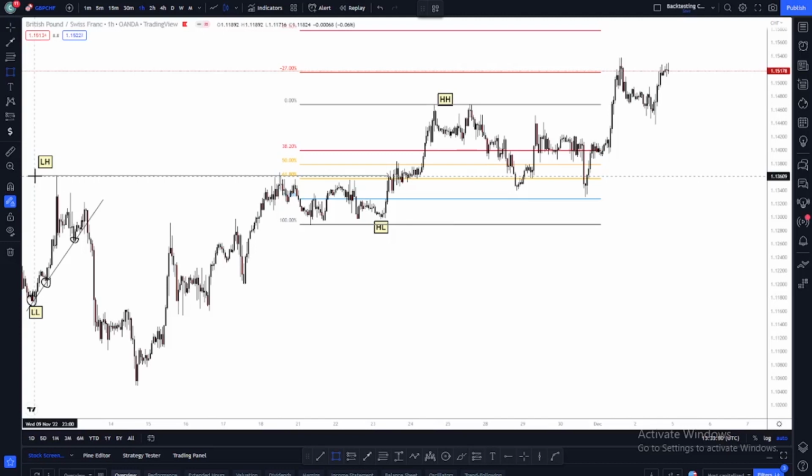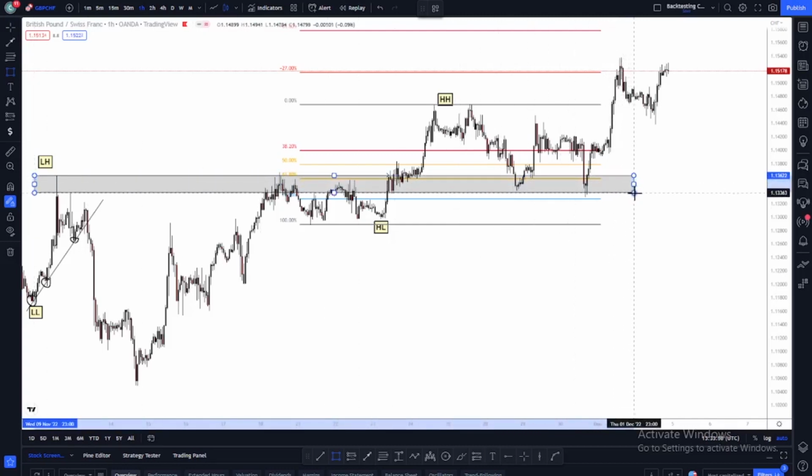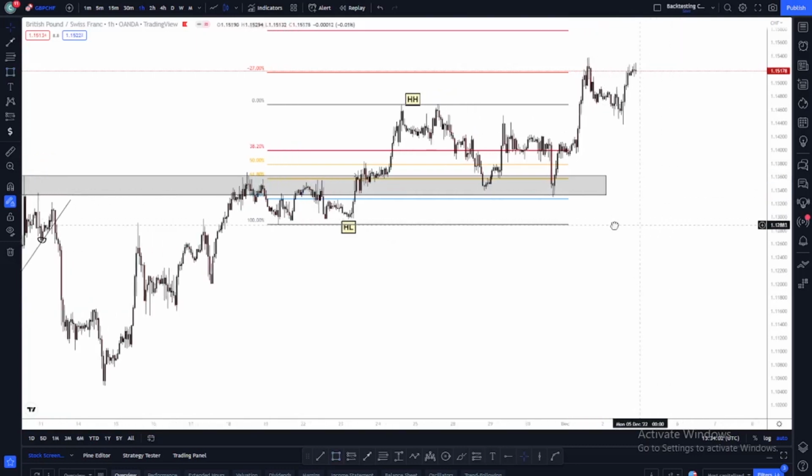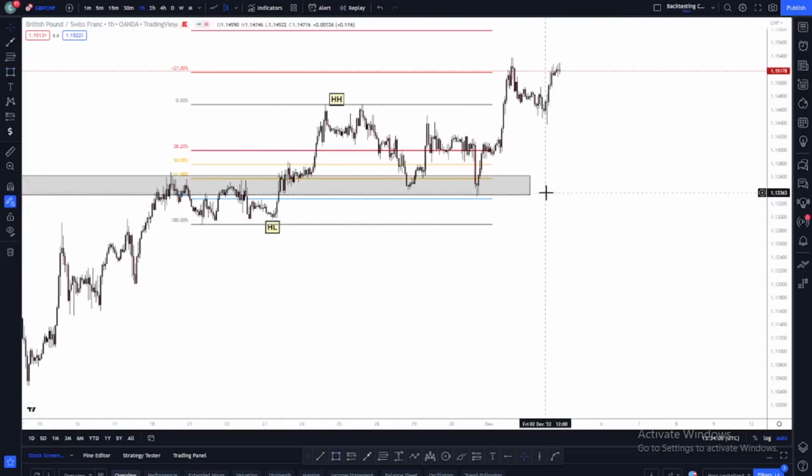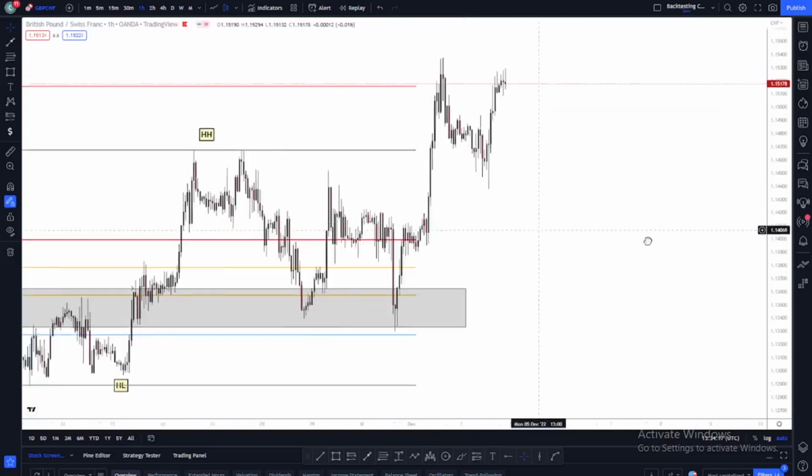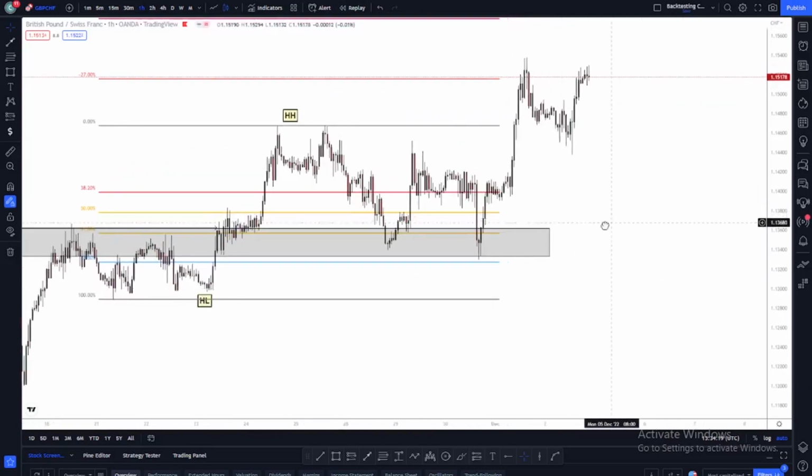Do you all get it? Yeah, that zone also serves as a resistance. So we draw this zone from here to here. What did price do? Price came back into that zone to retest the resistance as a what? As a support. As simple as that. Price came to retest the resistance as a support.